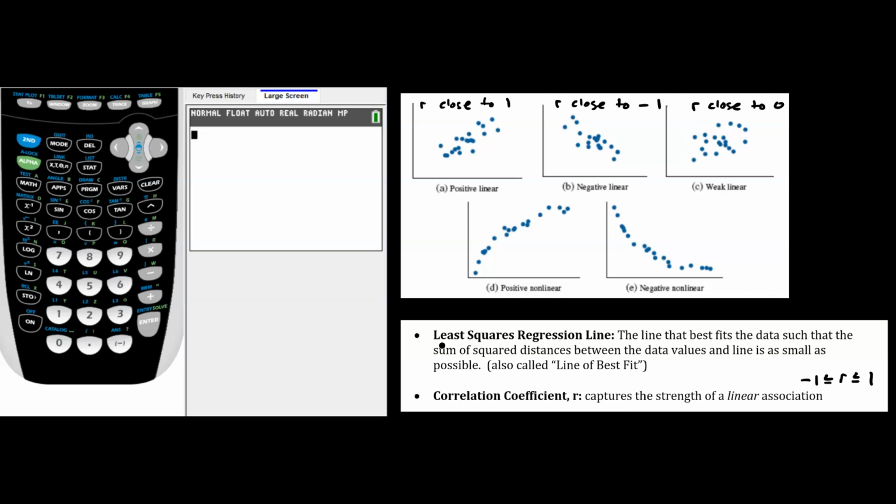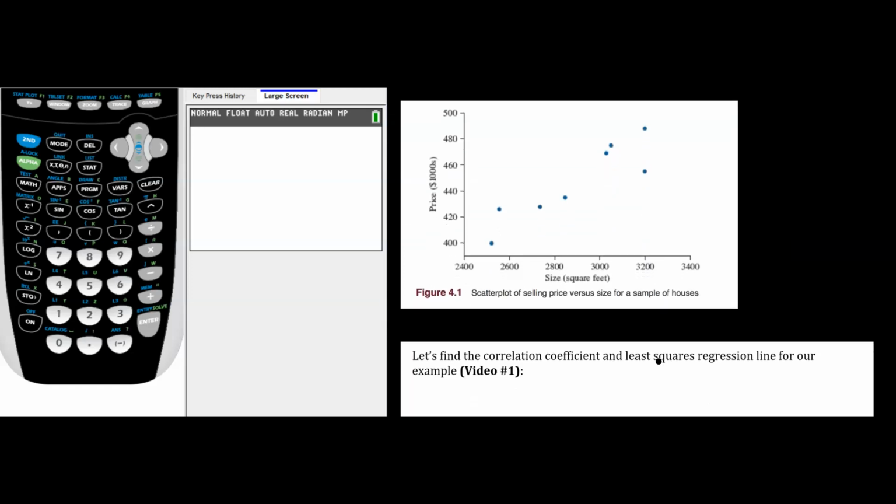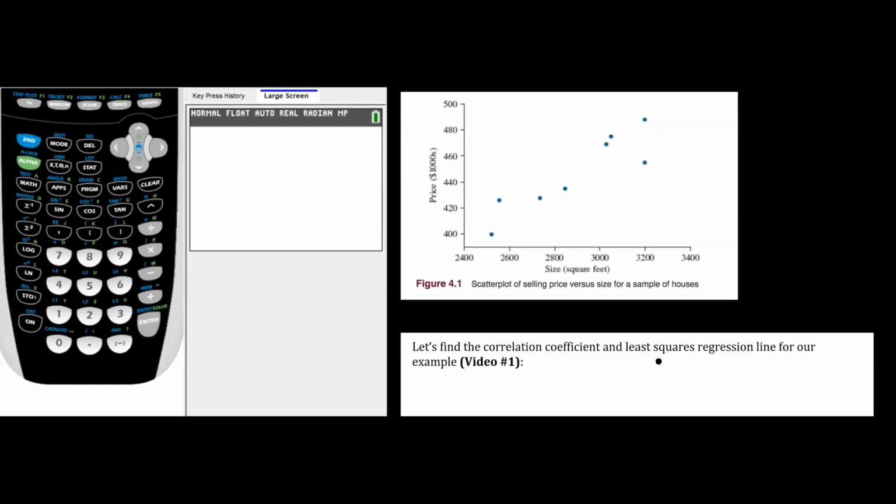So let's, in the context of our example, look at the least squares regression line and correlation coefficient. Before we do that, and I tell you exactly how to do that in the calculator, I want you to look at this plot again, and I want to illustrate in this plot what the least squares regression line is.